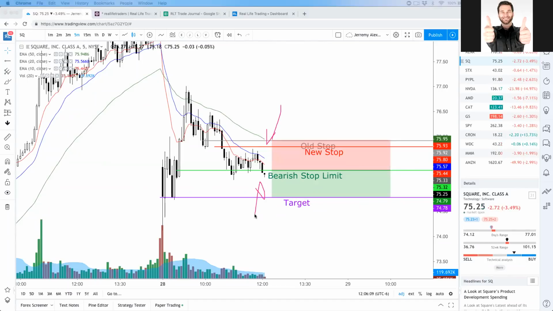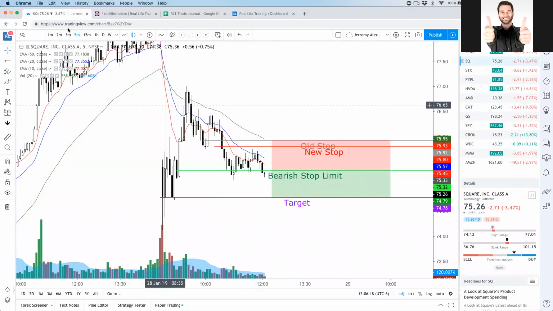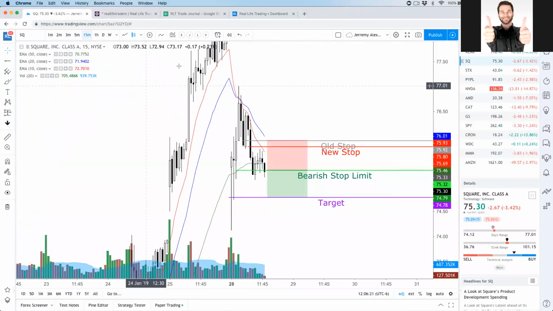The great part about risk mitigation is if we win more on this than we lost on Goldman Sachs, then we'll be profitable for the day. We'll just have to see if that happens. You know, I like potentially Square rolling over, but it's obviously taking some time.